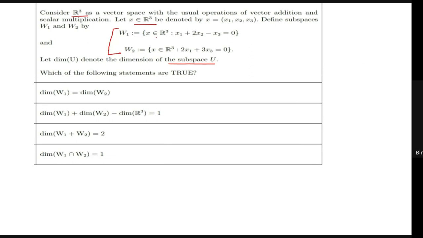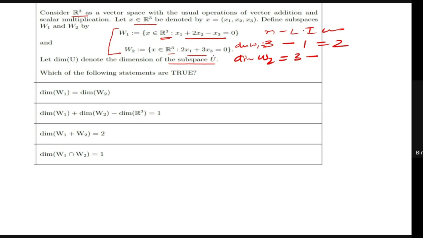Now to find the dimension of W1, we can apply the formula n minus the number of linear conditions. Here n is 3 for R3, minus the linear conditions. There is only one linear condition, that is 1. So dimension of W1 equals 2. Similarly, dimension of W2 equals 3 minus 1, as there is also one linear condition. Dimension of W2 equals 2. So the first option is correct.